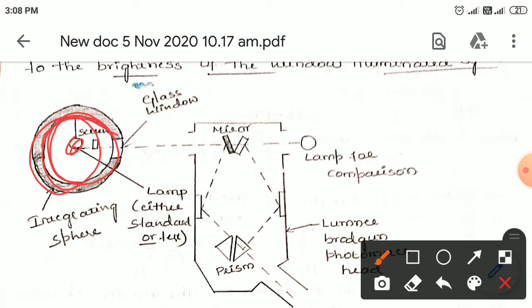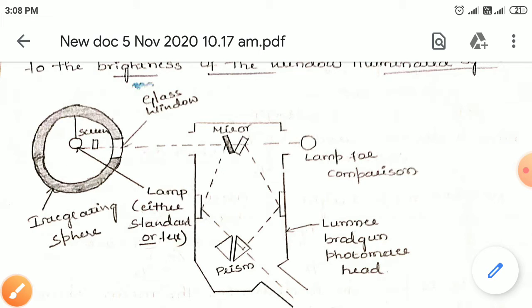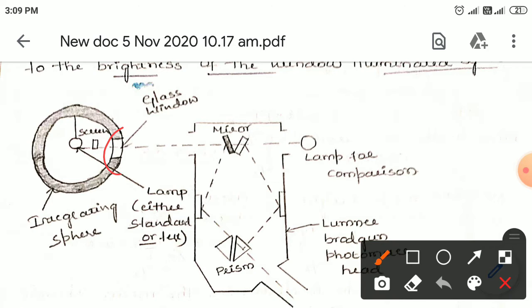So the illumination on the sphere is the mean of the candle powers in all the directions. That is why it is proportional to the mean spherical candle power. The brightness of the window is measured first, by placing the test lamp inside the integrating sphere. So how much brightness the window has is measured with the test lamp.